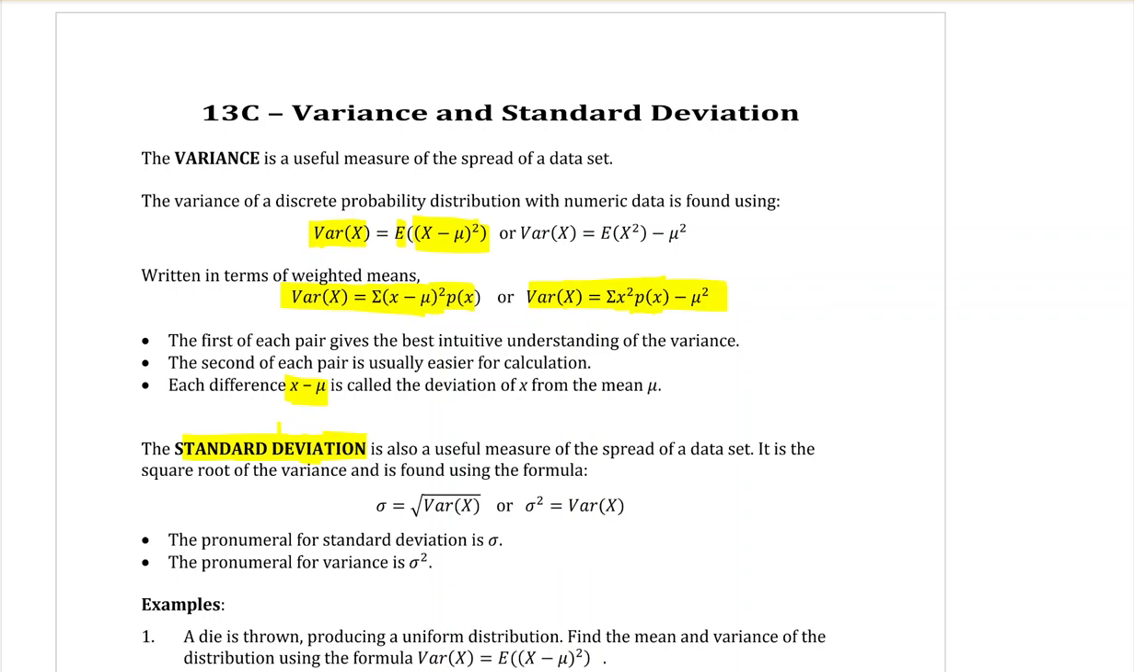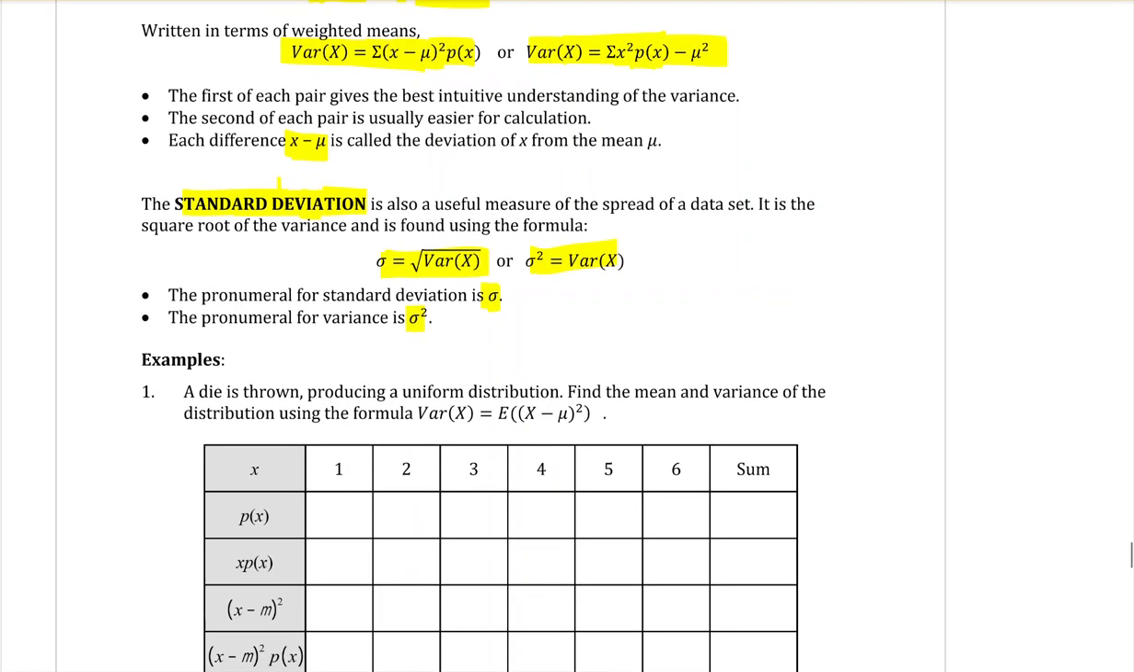So if we want to get rid of that squared again, we're going to have to square root it, right? So in your tables, we'll be finding variance first. If you want to then find standard deviation, you will simply square root that variance. If there was ever a case where you did have the standard deviation, you would square it to get the variance, okay? The pronumeral for standard deviation is this one here, and the pronumeral for variance obviously has to be squared. Okay, so let's do some questions.